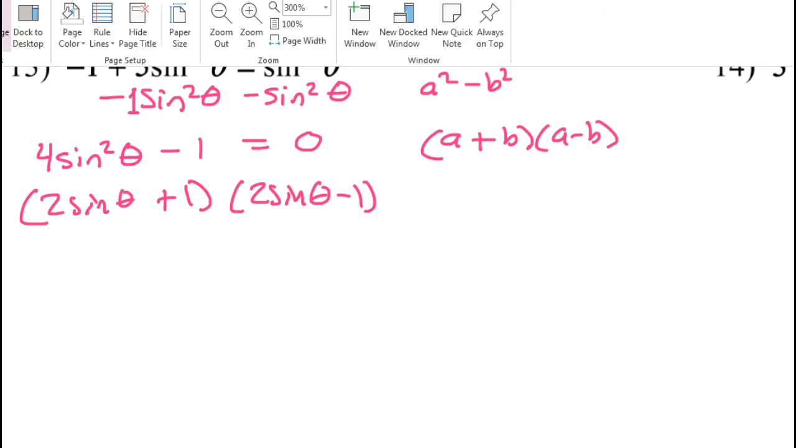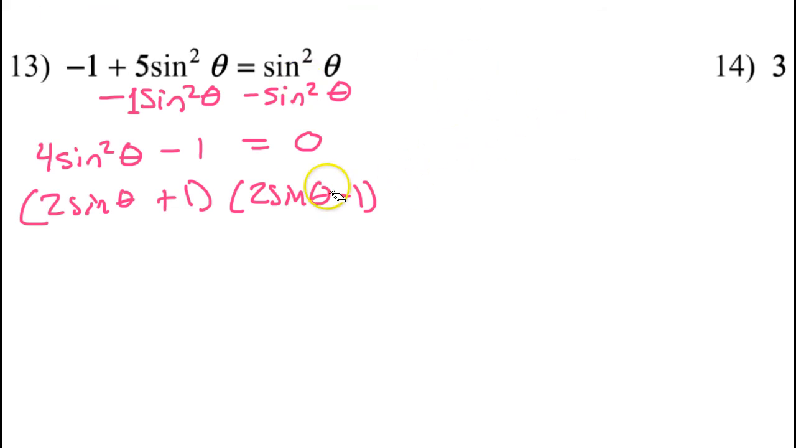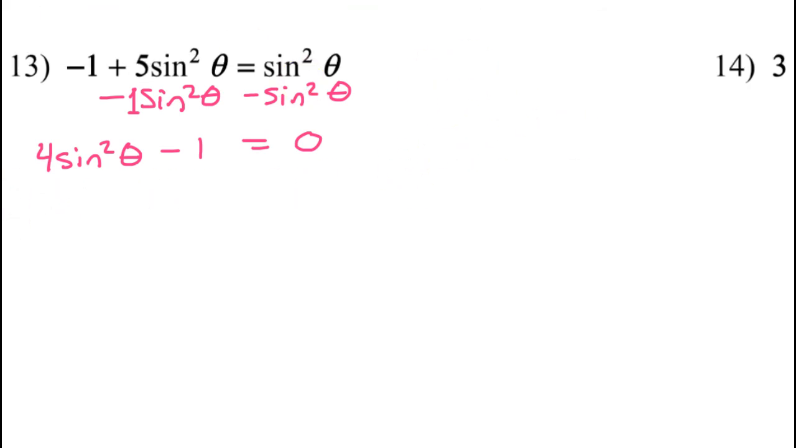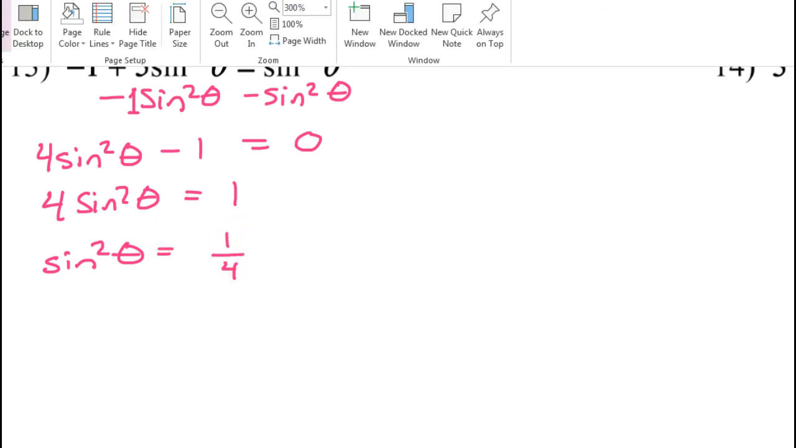However, I find that it's a little bit quicker if I simply get sine by itself. If I add 1 to both sides, that will give me 4 sine squared theta is equal to 1. If I divide both sides by 4, that'll give me sine squared theta is equal to 1/4. And then I would take the square root of both sides.